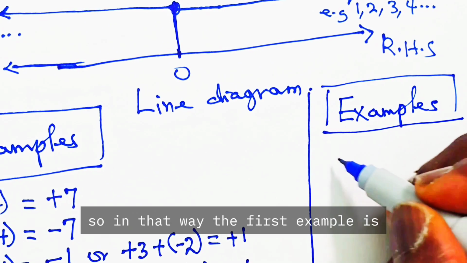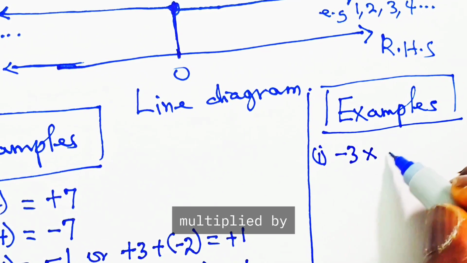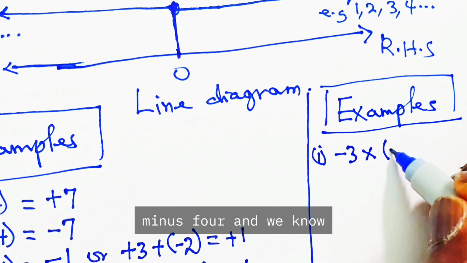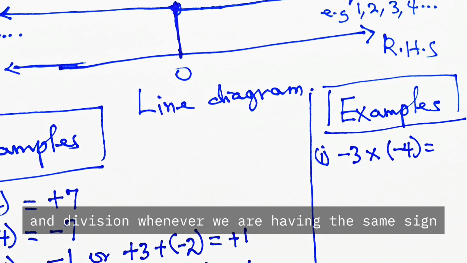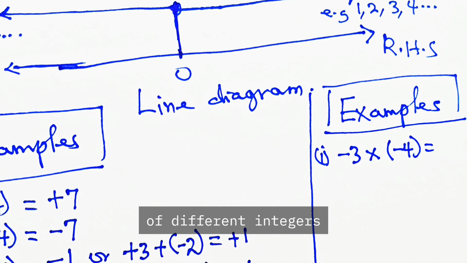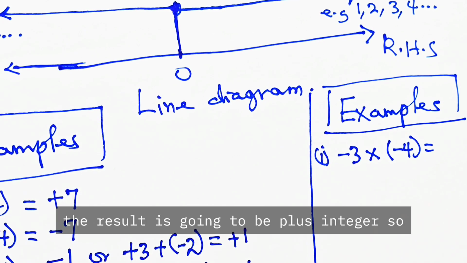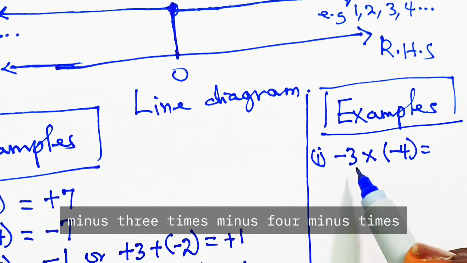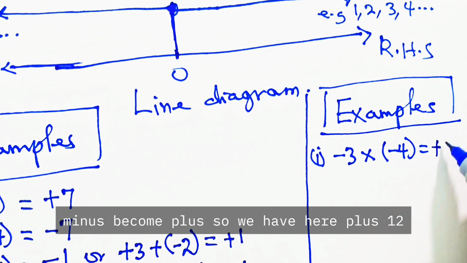So the first example is when we have minus 3 multiplied by minus 4. And we know that under both multiplication and division, whenever the two integers have the same sign, the result is going to be a plus integer. So minus 3 times minus 4, minus times minus becomes plus. So we have here plus 12.